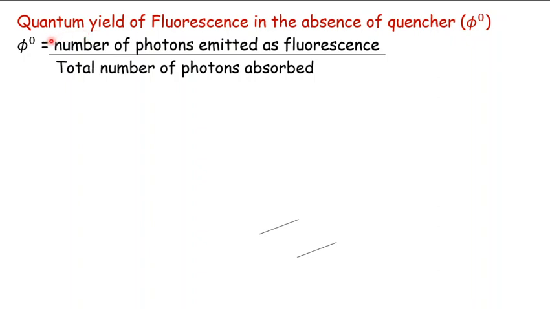Now, as we know, in order to derive this Stern-Volmer equation, we need to find out phi 0, that is the quantum yield in the absence of quencher, and phi, that is the quantum yield in the presence of quencher. We will be taking up the quantum yield in the absence of quencher first. That will be equal to the number of photons emitted as fluorescence divided by the total number of photons absorbed. So when the photons are absorbed, the molecule goes to the excited state.